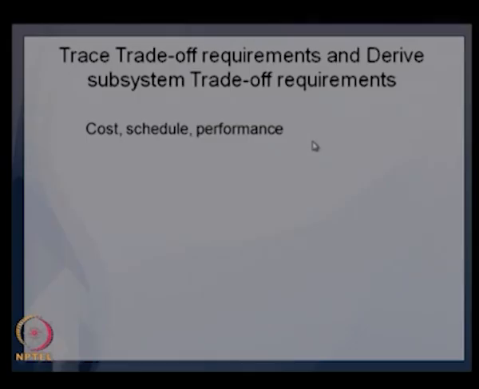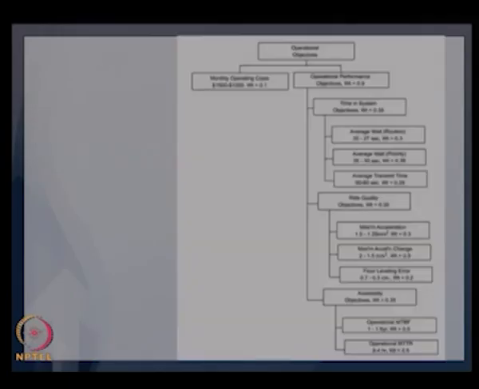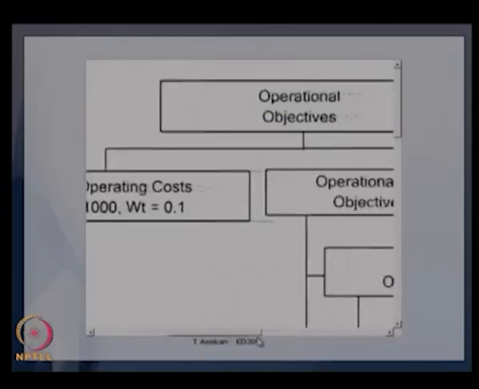The objectives hierarchy: what are the system objectives, and how are the various objectives given particular values in the hierarchy? The trade-off requirement basically depends on those values also. So we need to look at the hierarchy of the objectives, and based on it we decide what kind of trade-offs to provide in the system. For example, if you take again the elevator case study, you can see that the objectives hierarchy is given here. The operational objectives are operational performance and monthly operating cost.